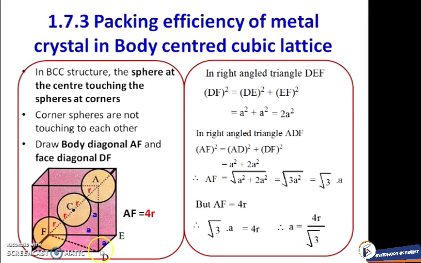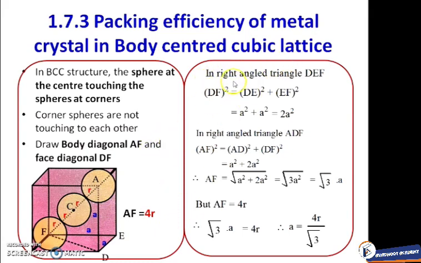Again this distance DE is equal to a. Distance AD is also equal to a. And distance EF is equal to a. This is the edge length. Now from this diagram it is clear that distance AF is equal to 4r, because r is the radius of the sphere or atom. So this is r, this much distance is 2r, and this is also r. So total distance AF is equal to 4r.